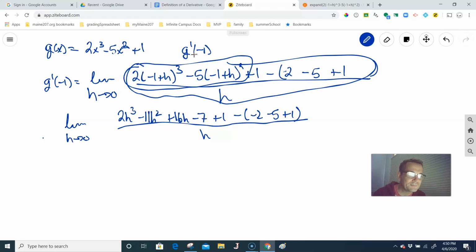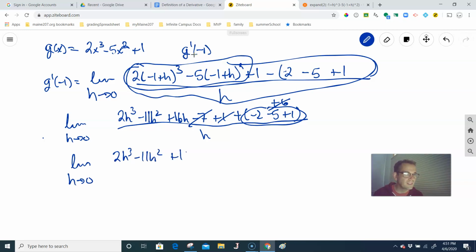All right, so now we're back to basic algebra that you learned as a freshman. This would end up combining totally to make -7 plus 1, -6. And then we have a double negative, so it becomes a +6. So we have a -7, a 1, and a 6. So all these guys knock each other out, leaving us with the limit as h goes to 0 of 2h cubed minus 11h squared plus 16h all over h.